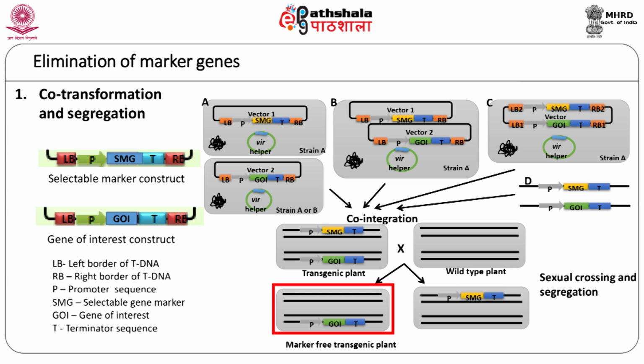Co-transformation and segregation strategy to obtain marker-free transgenic plants. The selectable marker gene and gene of interest are introduced on separate T-DNAs present in two different Agrobacterium strains, on separate vectors in the same Agrobacterium strain, or on the same vector. The two genes can also be delivered by a direct gene transfer method such as particle bombardment. If the gene of interest and the selectable marker gene are integrated at unlinked positions, progeny plants with only the gene of interest can be obtained after sexual propagation.